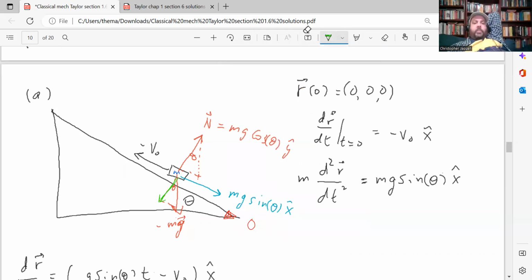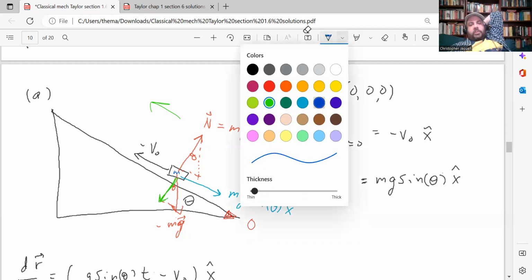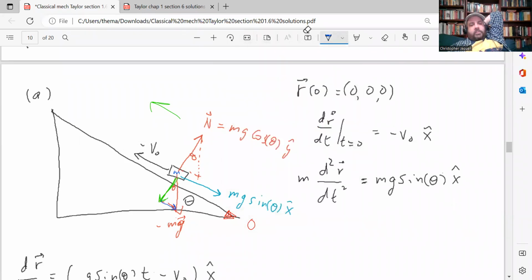All right, so y is normal to the plane and x is parallel to the plane. So we're kicking the puck this way, in the negative x direction, and we give it an initial velocity of negative v0, going in the negative x direction. The acceleration due to gravity has two components. There's a component in the y direction, and there's a component in the x direction. Maybe I'll do those in different colors just so it's easier to see. The blue one is the acceleration due to gravity in the x direction, and the green one is the acceleration due to gravity in the y direction.